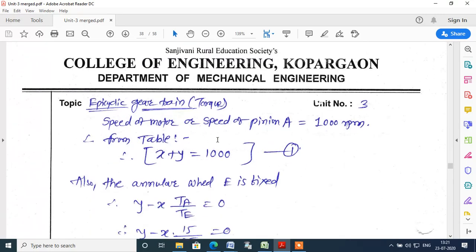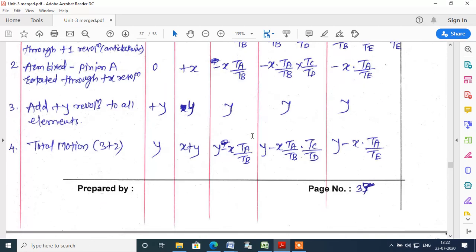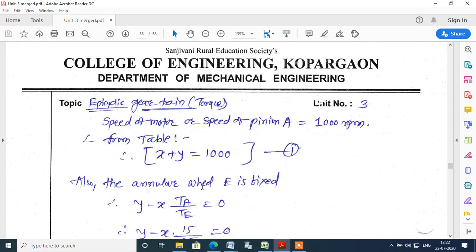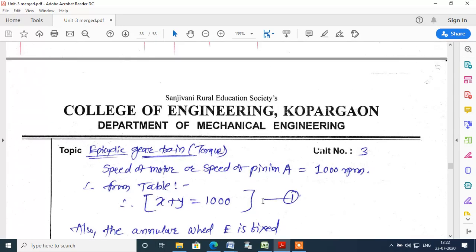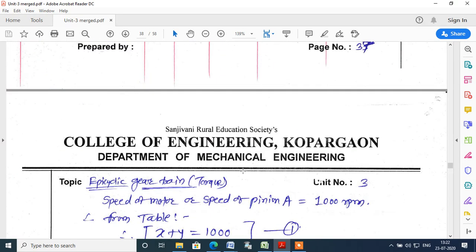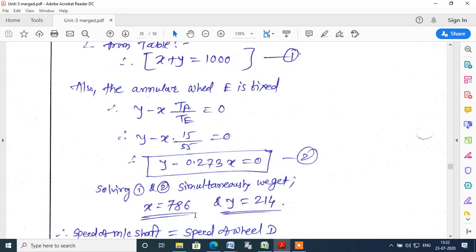Now the speed of the motor shaft, or speed of the pinion, is given as 1000 rpm. So from the table, the speed of A is x plus y, so x plus y equals 1000. Now the annular wheel is fixed, it is given. So for E, y minus x TA by TB into TB by TE is equal to 0. Putting the values, we got another equation, y minus 0.273x equals 0. Now we solve the two equations simultaneously. We got x equal to 786, y equal to 214.